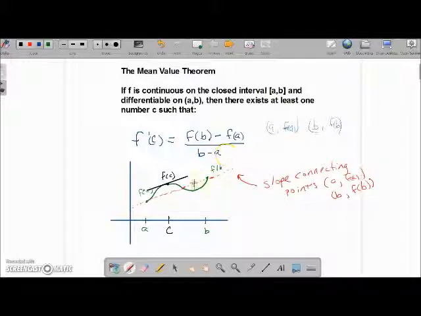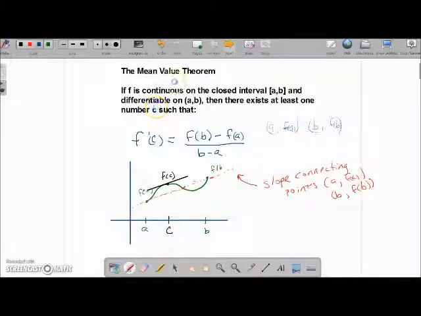So what the theorem says is, if it's continuous, if it's differentiable, then the slope that you have connecting those endpoints is going to exist somewhere at c as the slope of the tangent line to the curve. So here's c. So what it's saying is the derivative at c is going to be the same. This slope is going to be the same as this slope. That's simply all it's saying.